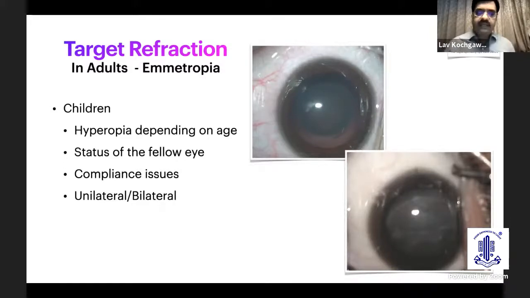And again, it also depends on whether it is a unilateral cataract or a bilateral cataract. When it is unilateral, the status of the fellow eye is also important. So that is one point. The second point that is important is that in unilateral cataracts, the myopic shift is much faster when compared to bilateral cataracts. So that factor also has to be taken into consideration while deciding the IOL power.